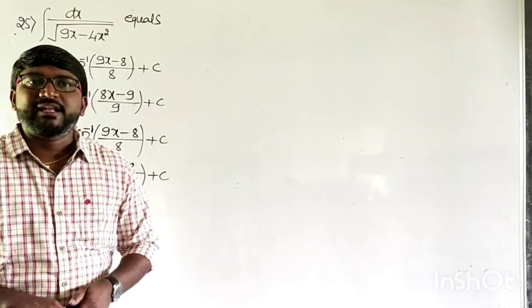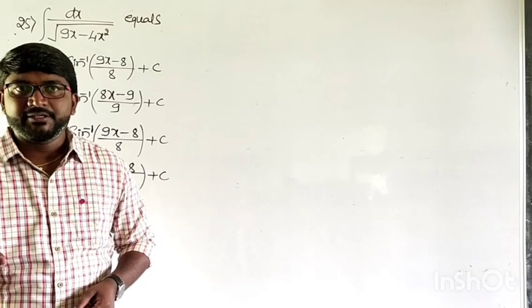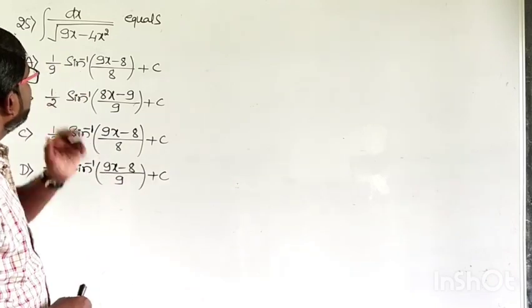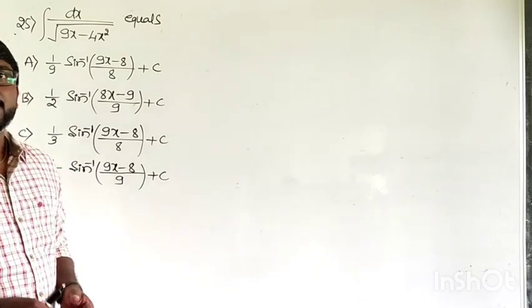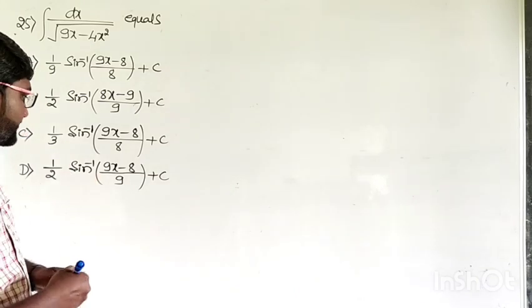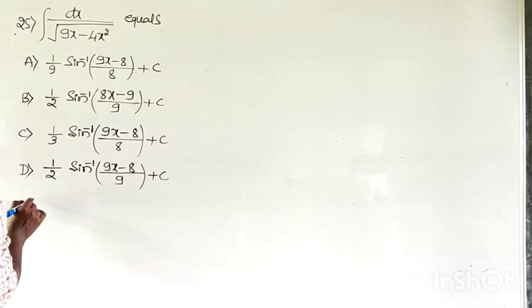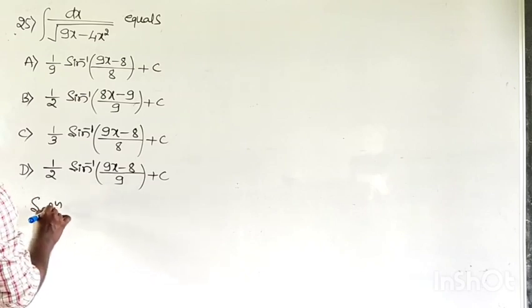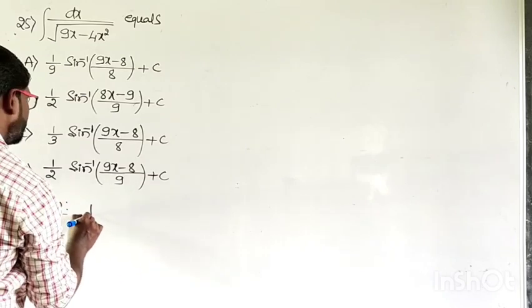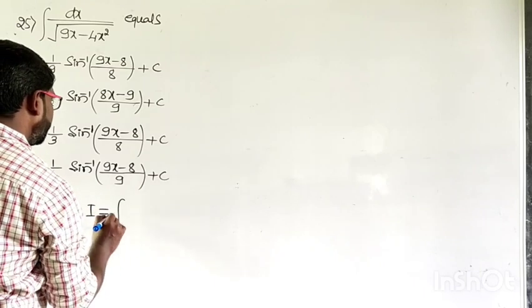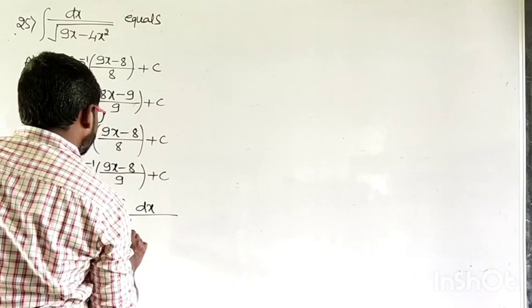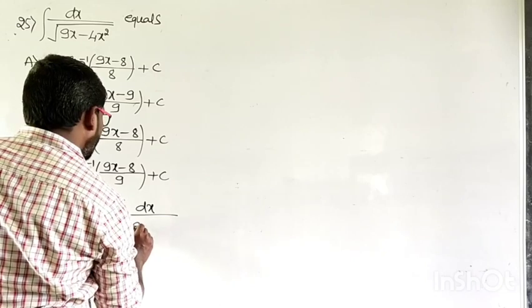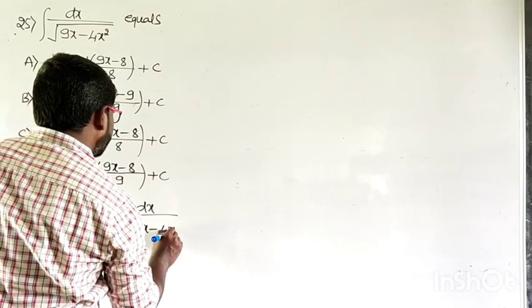Well, let us solve the last question of exercise 7.4. It is the 25th one. Integral dx by square root of 9x minus 4x square equals, and he has given 4 options. So I take this as I. Solution: I, which is equal to the integral of dx upon square root of 9x minus 4x square.